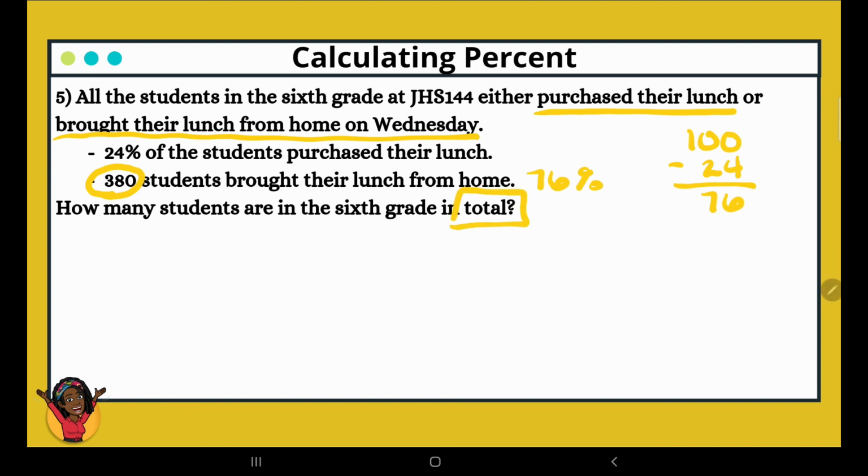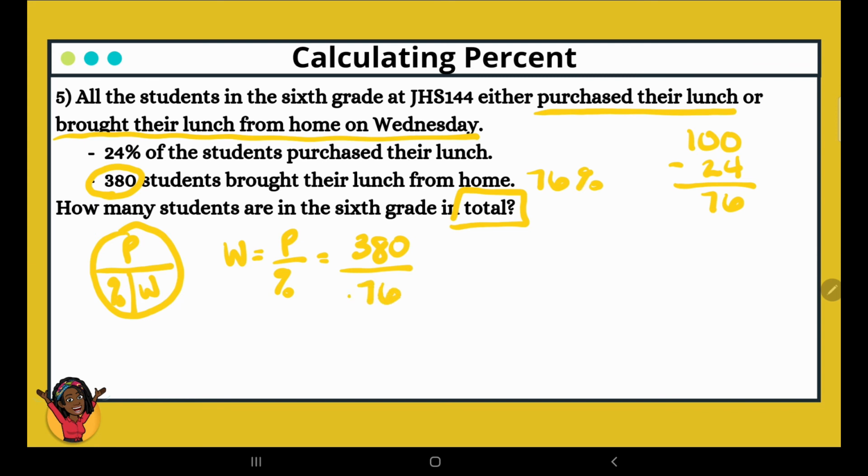Now we want to know how many students are in the 6th grade in total. So to find the total, that's going to be whole. So let's go ahead and draw our circle. Okay, so here we have our wheel. And to calculate whole, we need part divided by percent as a decimal. Now, we couldn't have used the 24% because we don't know how many students that would represent. So we have to use the 76% and the 380 students. So let's go ahead and plug that in. So 380 divided by 76% as a decimal is 0.76.